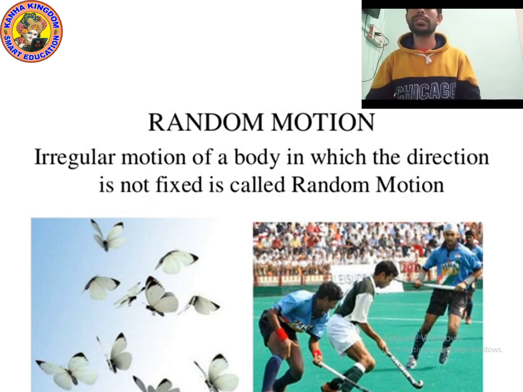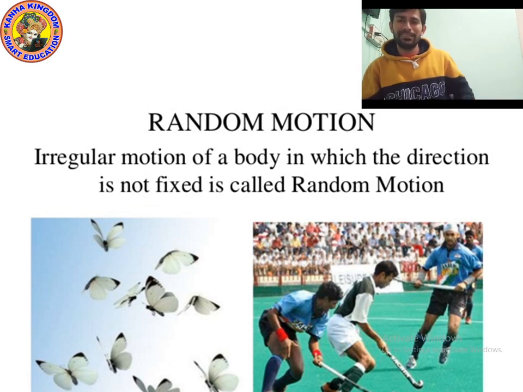Random motion is defined as the motion which occurs in different directions. Random motion is that motion in which direction is not fixed. If the direction is not fixed, then it will be called random motion. For example, as you can see in the picture, some players are playing hockey.